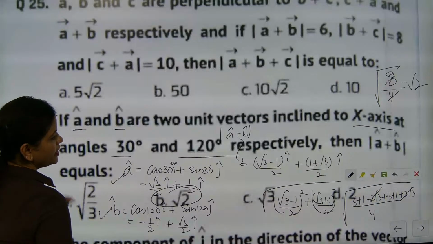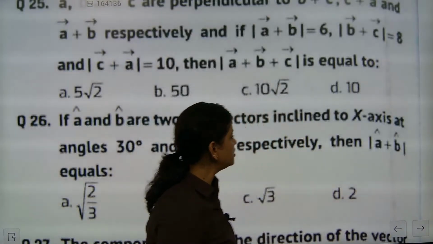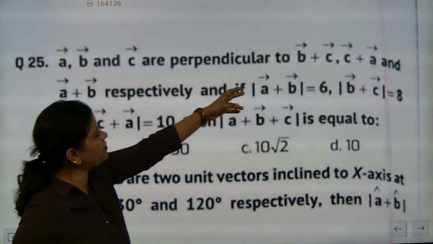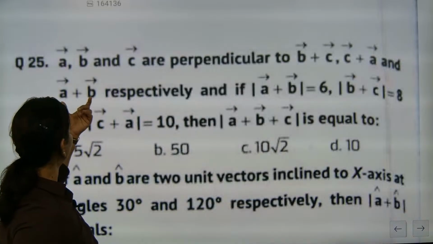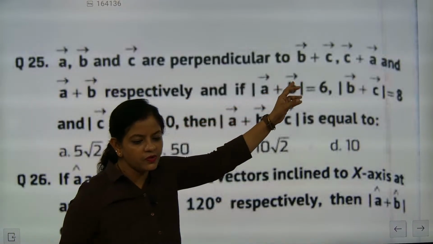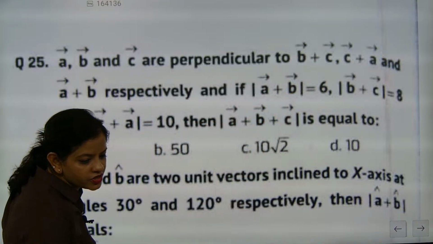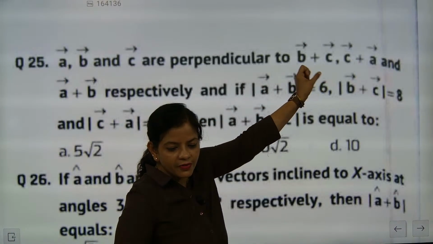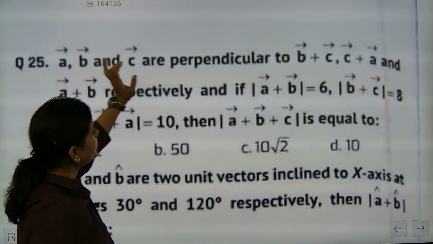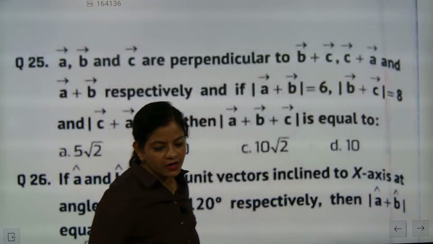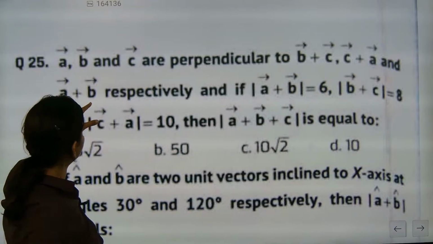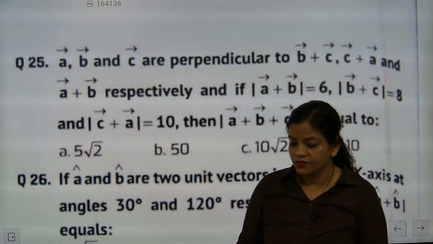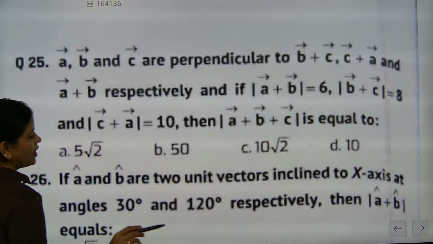So first I am explaining this part, what all you have to do. See, look here, what is given to you. A is perpendicular to this part and this part, which means their dot product will become equal to 0. This is the most important section. A dot B vector plus C vector will be equal to 0. B dot C vector plus A vector will be equal to 0. C dot A vector plus B vector will be equal to 0. Like that you have to solve. So first, this case you have to attend like this.